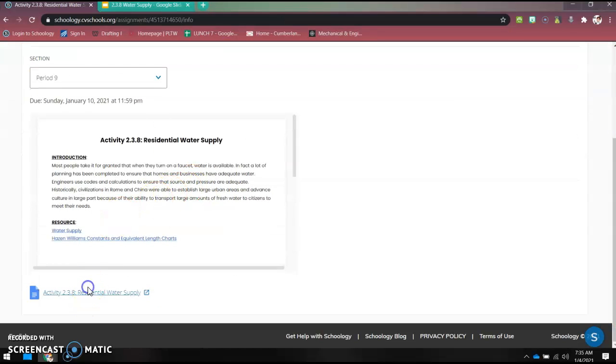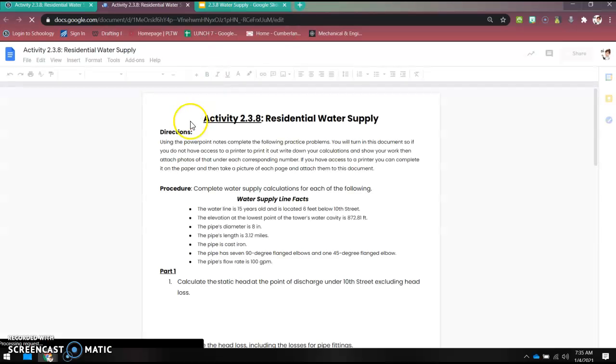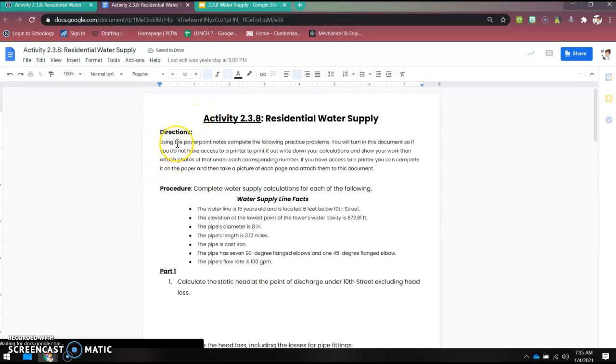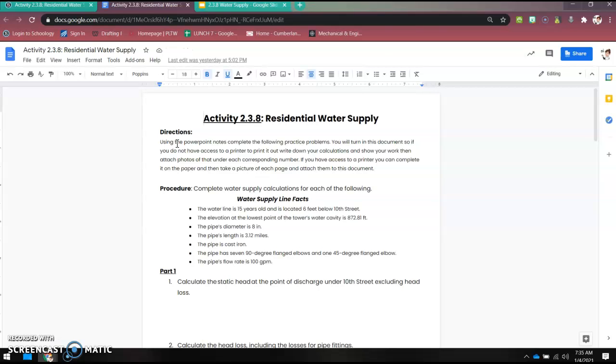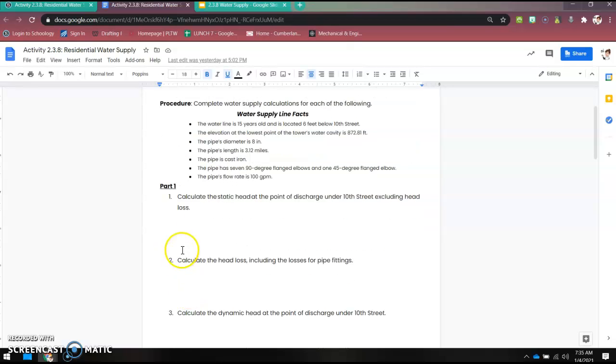All right. Let's look at this assignment. So, using the PowerPoint notes, complete the following practice problems. You will turn in this document. If you do not have access to a computer, write on a piece of paper, show your work, and then under each problem, insert that picture. If you have access to a printer, you can print this out, do it all on paper, erase all of this, and then insert your pictures.